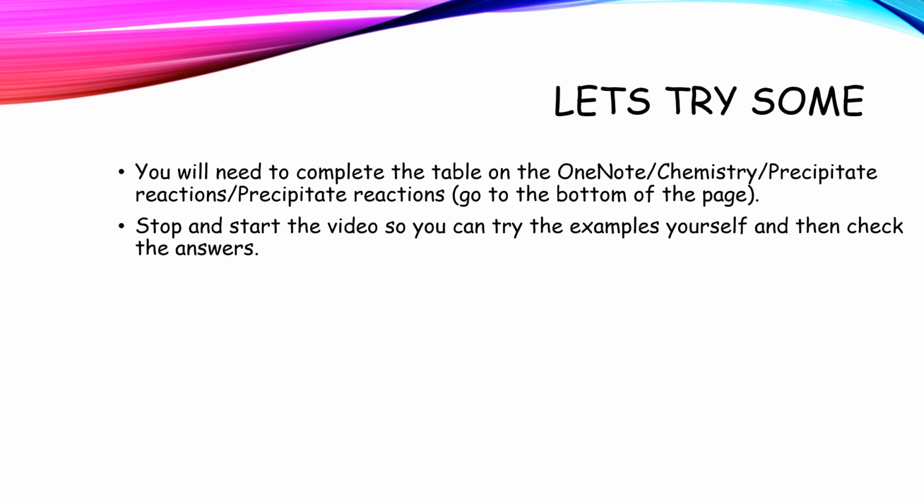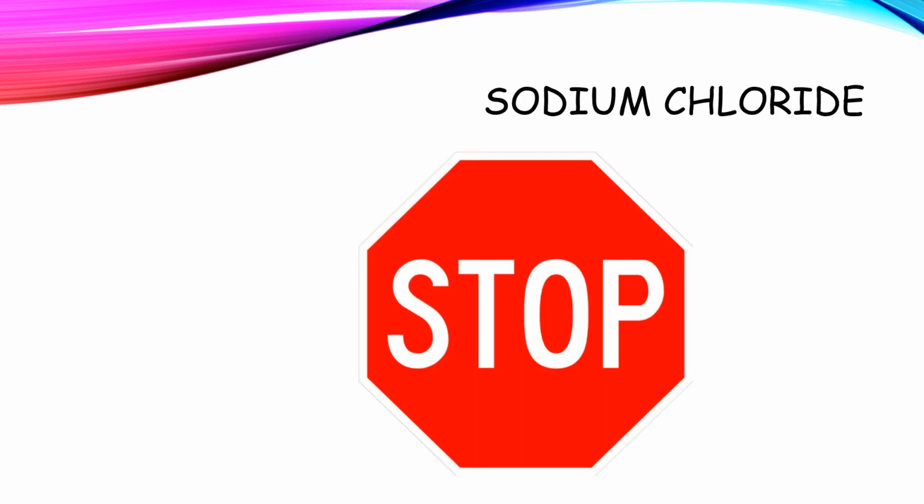Now, I'm going to get you to try some for yourself. So you'll need to complete the table on your OneNote Chemistry Precipitate Reactions, and it's the first precipitate reaction sheet. Go right down to the bottom of the page. I've constructed a table for you. You're going to need to stop and start the video so that you can try your examples yourself and then check the answers. So the first one I'm going to get you to look up is sodium chloride. So stop the video and find out yourself.